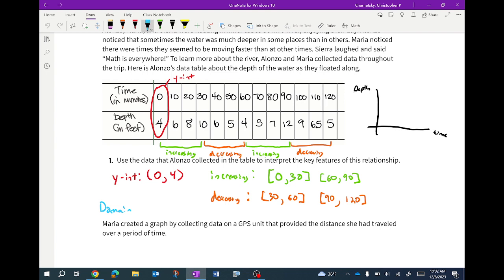And the domain is where do we start and where do we finish on our x-axis? So our domain in this case is starting at 0 and going to 120 minutes. That's our domain. Our range would be the possible y values.